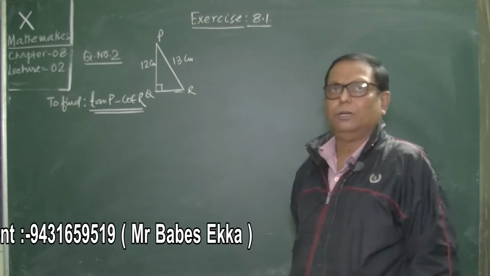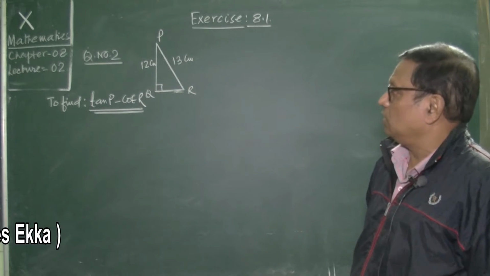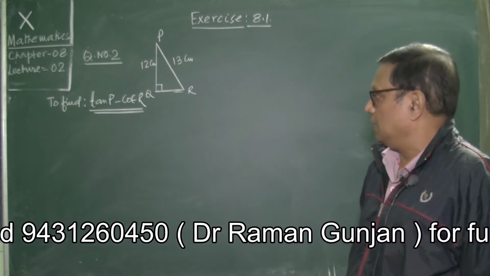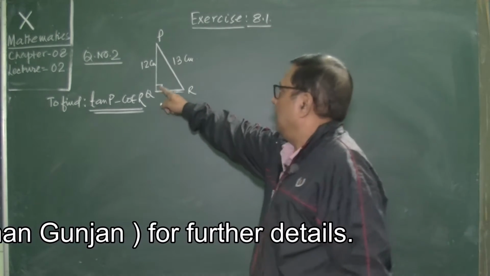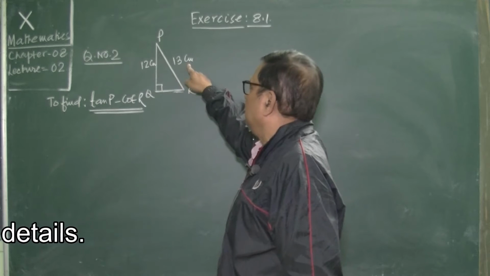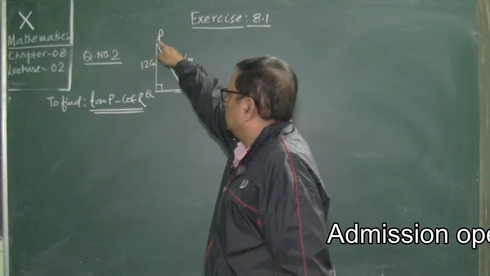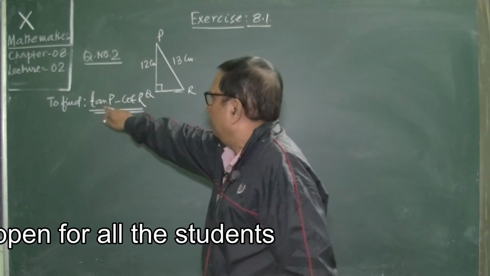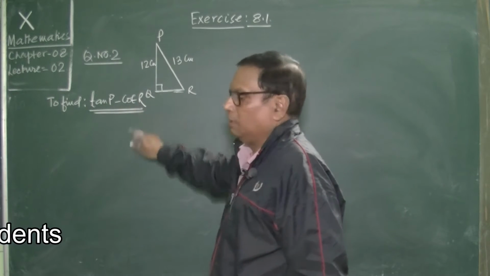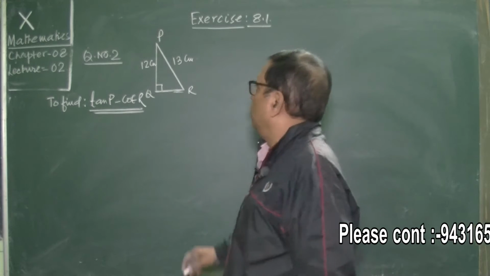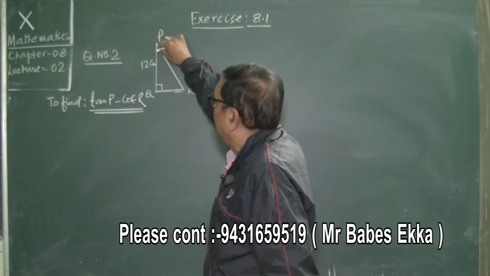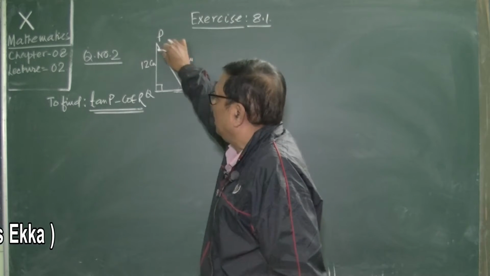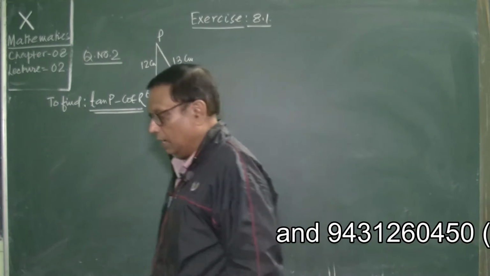I have taken question number 2. A right angle triangle PQR is given, in which angle Q is 90 degrees. The hypotenuse PR is 13 cm and side PQ is 12 cm. We have to find the value of tan P minus cot R. When we talk about tan P, we focus on angle P, and for cot R, on angle R. P and R are both acute angles.